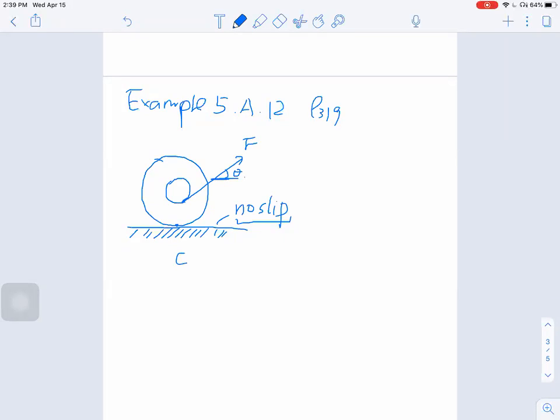And we know the center mass. We know the radius, small r, and the big R. So those are the given conditions. We know small r, we know the mass, we know theta, and we also know the force. And what we're trying to find is the angular acceleration of the spool, which is alpha.